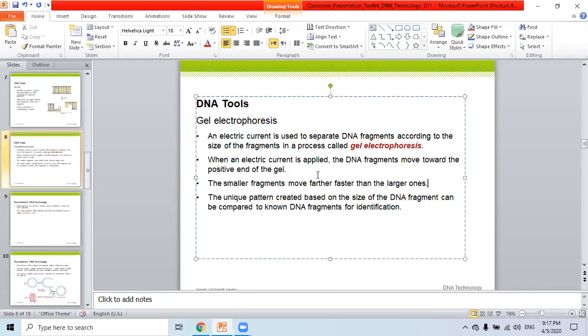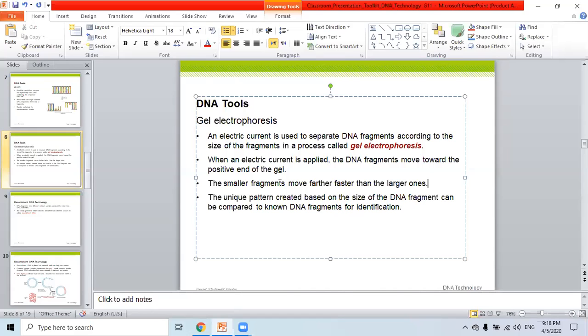When an electric current is applied, the DNA fragments move toward the positive end of the gel. This means that the gel has positive and negative ends? Yes. You should study this in chemistry. I think, inshallah, it should be this year, but I think Mr. Ahmed will continue with you about it next year in organic chemistry, because without organic chemistry, you will face big problems in the future if you want to specialize in these scientific fields.